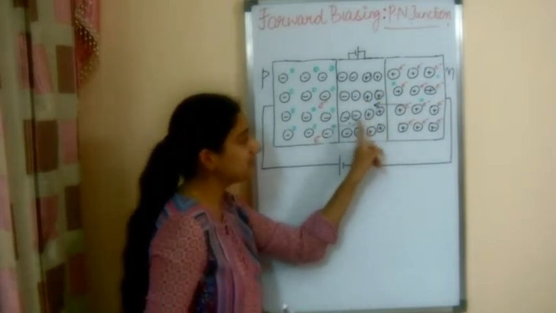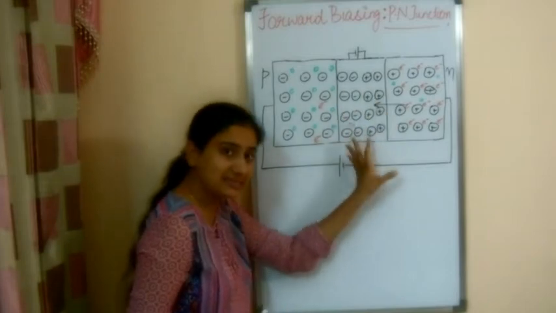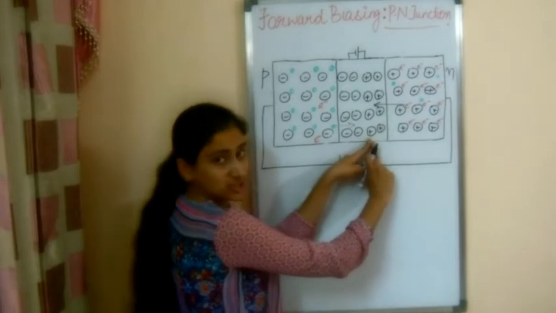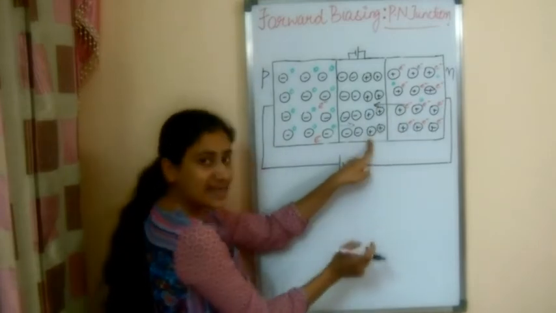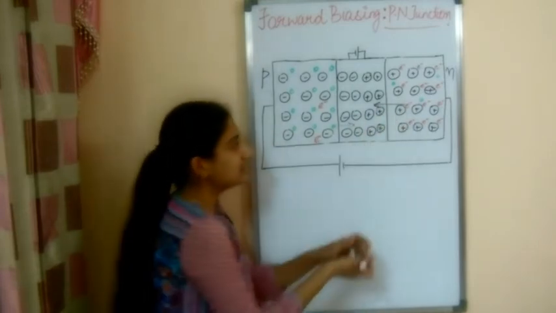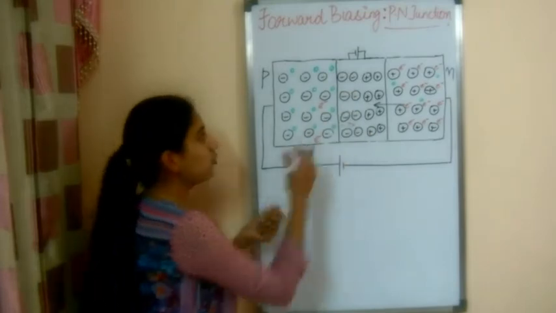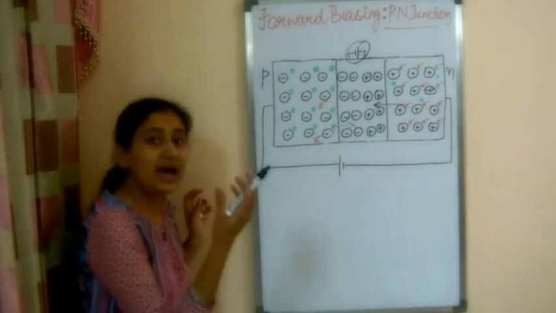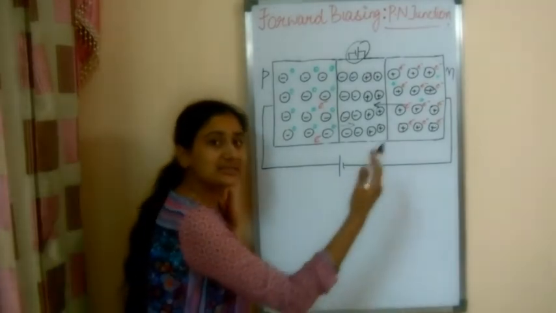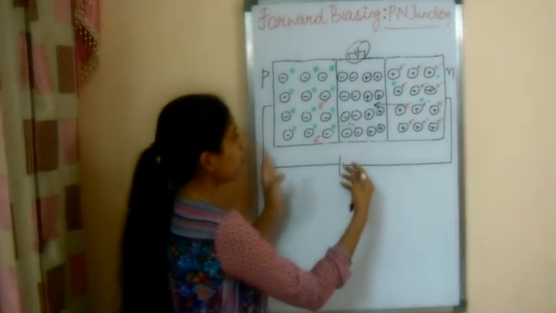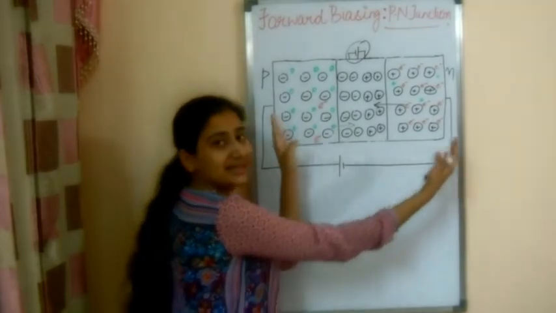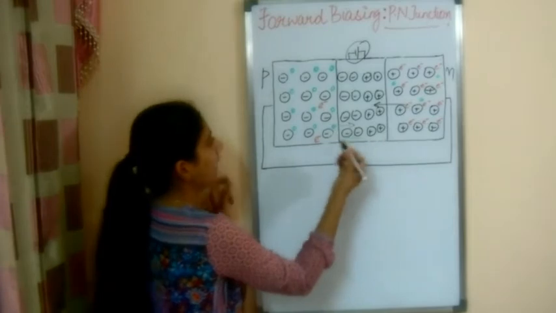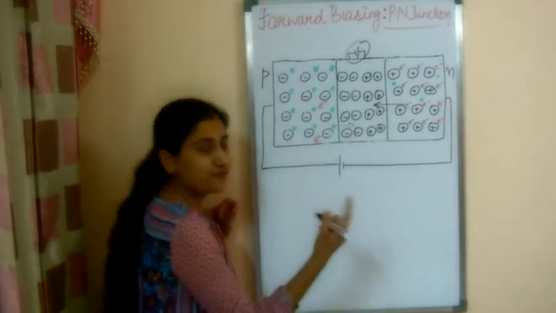The uncompensated atoms get compensated, because we can see that this is a positively charged atom, an electron has entered into the region, so the charge gets compensated. So this fictitious battery, or we can say the height of the barrier, starts decreasing. Now more holes and electrons can move through the junction. So there is a flow of charges.